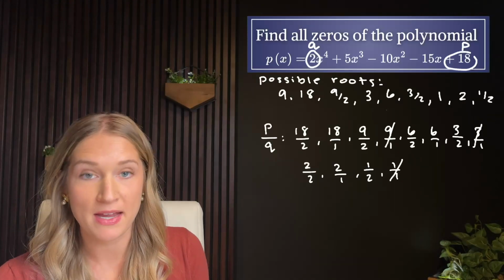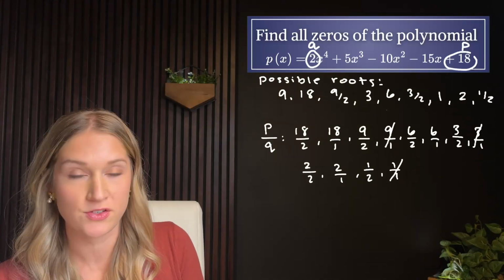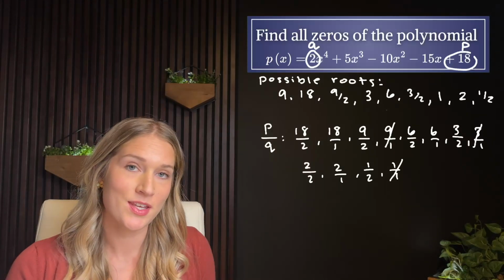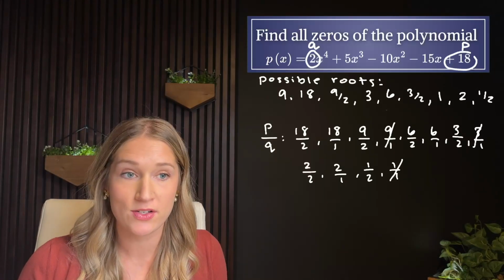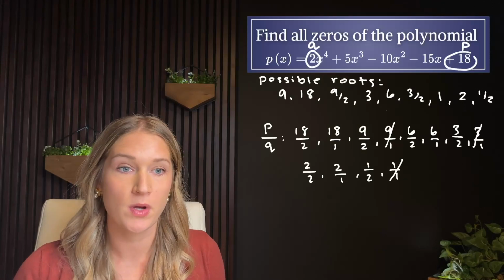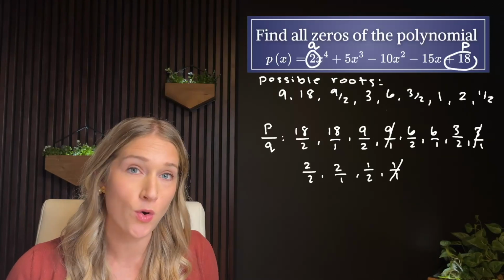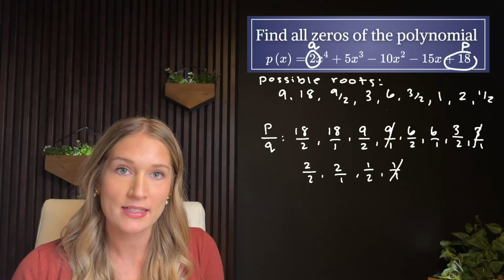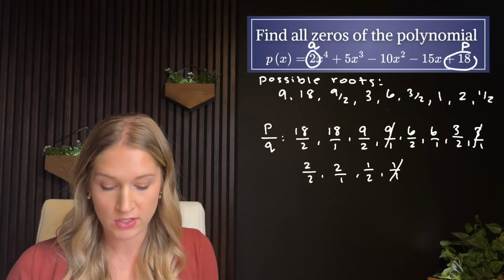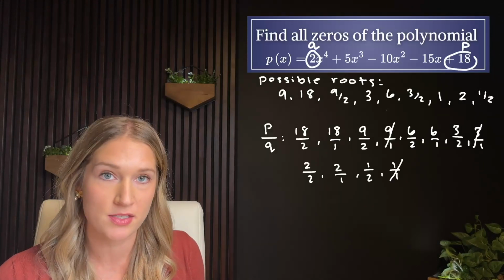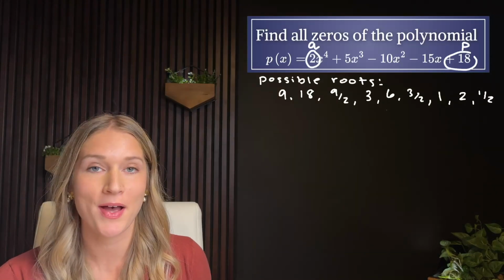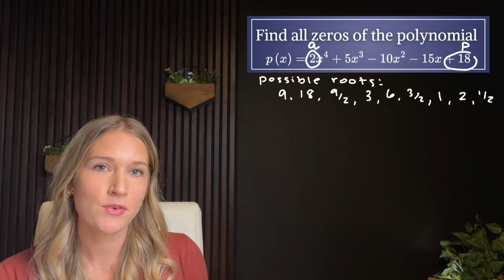So this is my final list of possible rational roots. You'll notice that some of them I skipped because when I reduced, they were already in our list. So those few that I just crossed out, my 9 over 1, 3 over 1, and 1 over 1, were already in my list, so I didn't need to write them a second time. So I'll go ahead and clear that original list of p's over q's, and then we'll just focus on our possible rational roots.